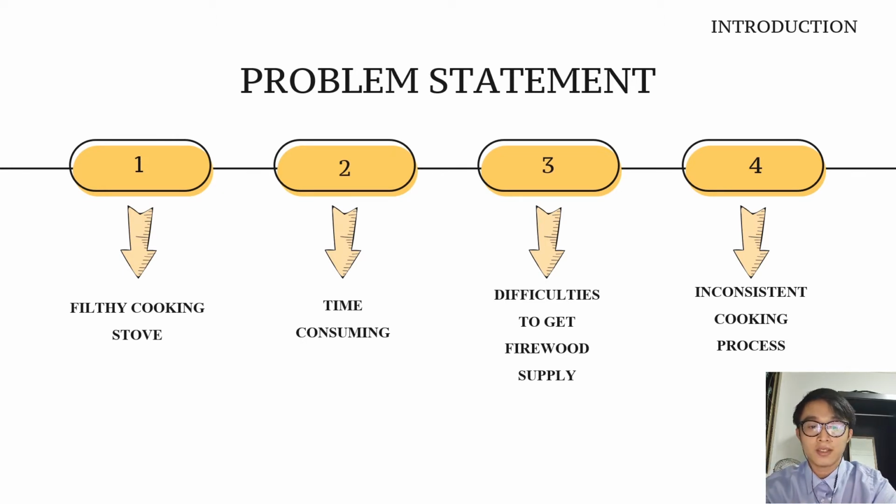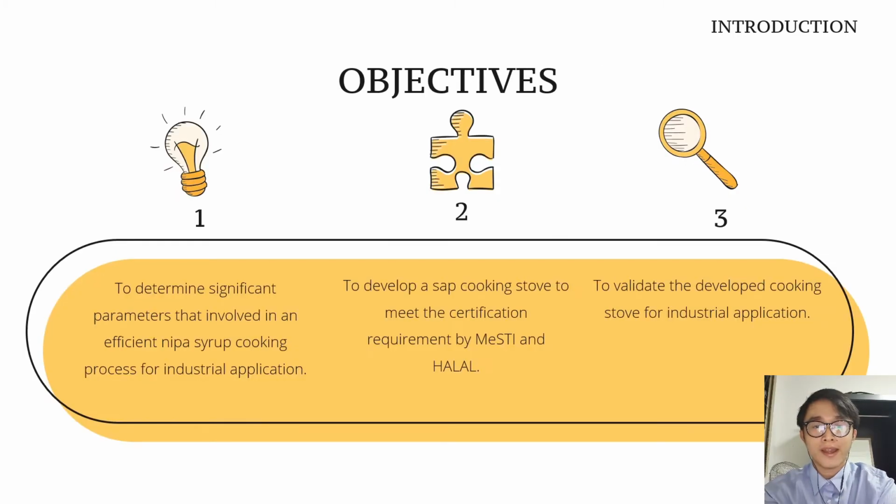Lastly, inconsistent cooking process. The inconsistent cooking process will affect the final product and build a bad reputation among the consumers. Next is the objective for these slides. The objective will be divided into 3 parts.